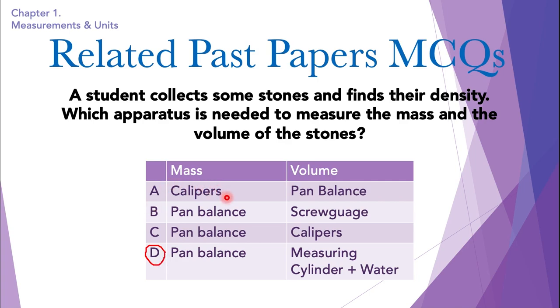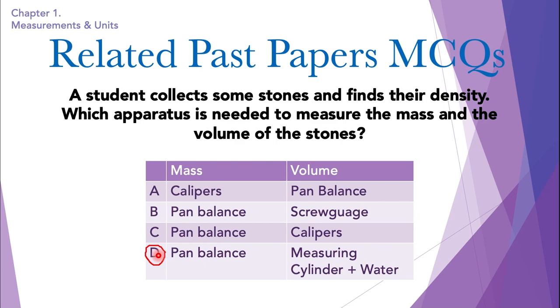Option A is incorrect because mass cannot be measured using a Vernier calipers and the volume cannot be measured using a pan balance. The second option is also incorrect because the mass can be measured using a pan balance, but the volume of stones cannot be measured using a screw gauge because stones are irregular in shape. The mass in option C can be measured using a pan balance, but again the volume cannot be measured using a Vernier calipers. So option C is also incorrect.